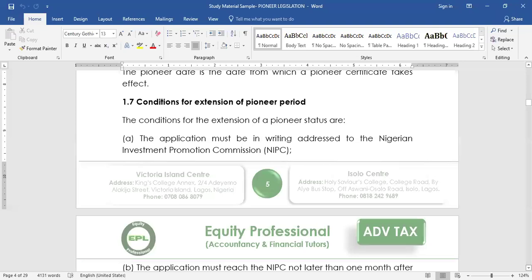Condition for extension of pioneer period. What is the condition for extension of a pioneer period? If I want to extend the pioneer period, how many years am I going to give as extension? How many additional years?